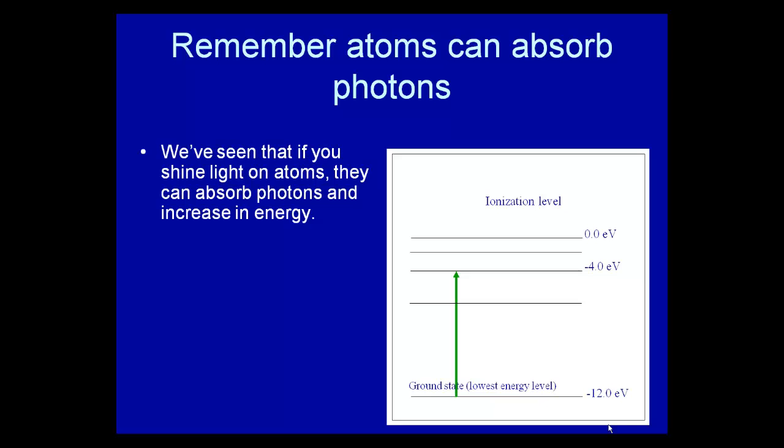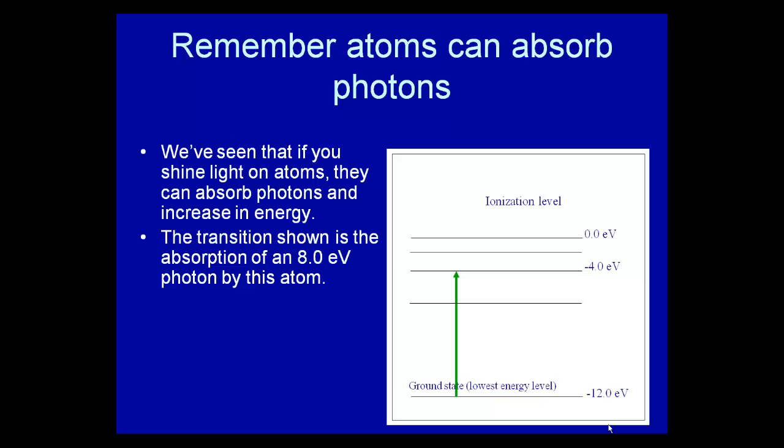We know that if you shine light on atoms, they can absorb photons and increase in energy. You can also cause them to increase in energy by electricity and heat and other things. But we're primarily talking about light creating light. So they can absorb photons and go to a higher energy. The green line you see is a photon being absorbed. So the electron jumps to a higher level.